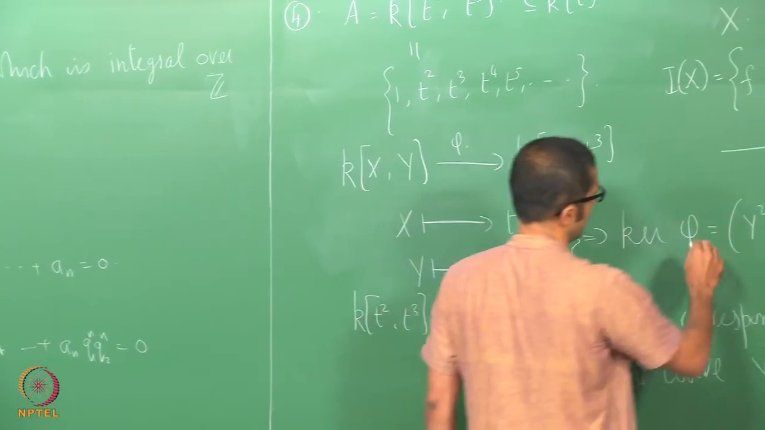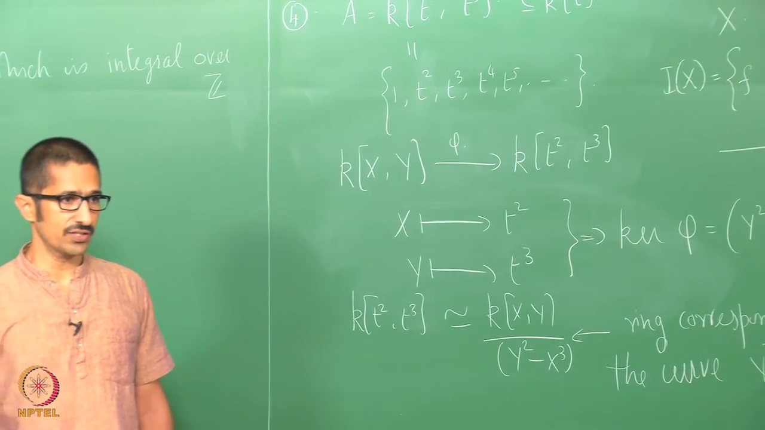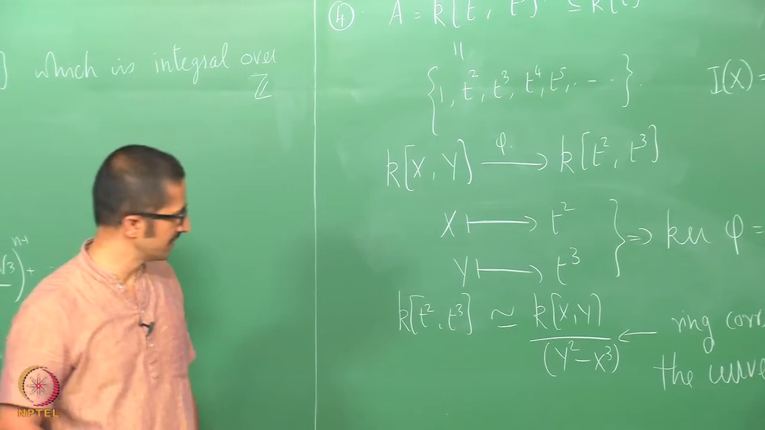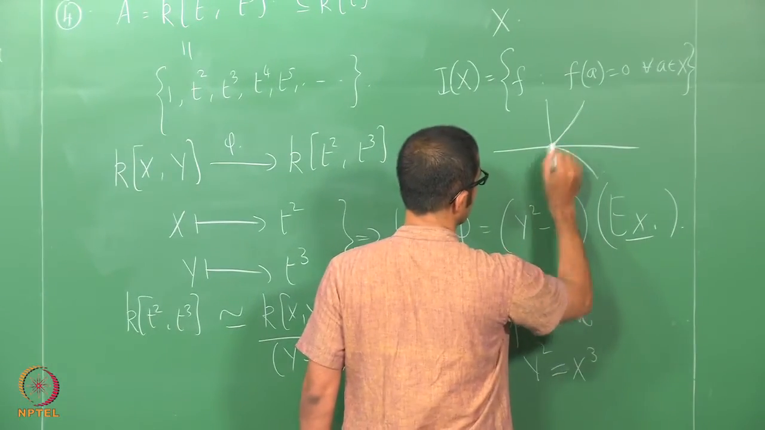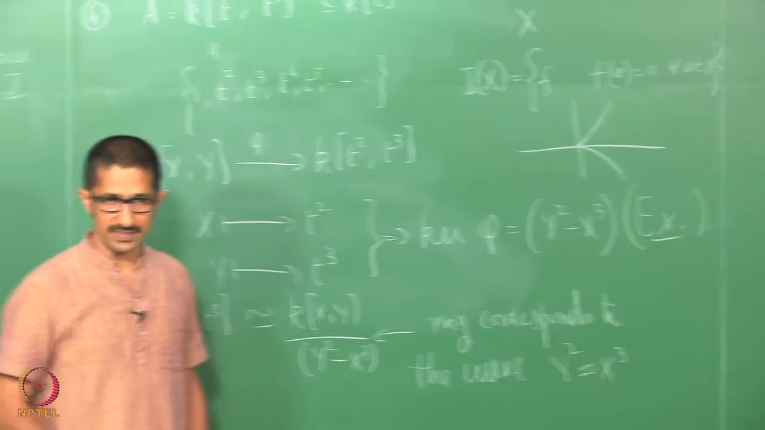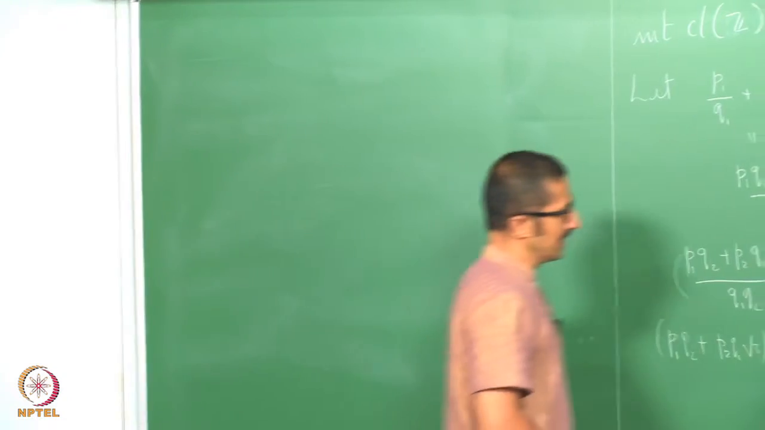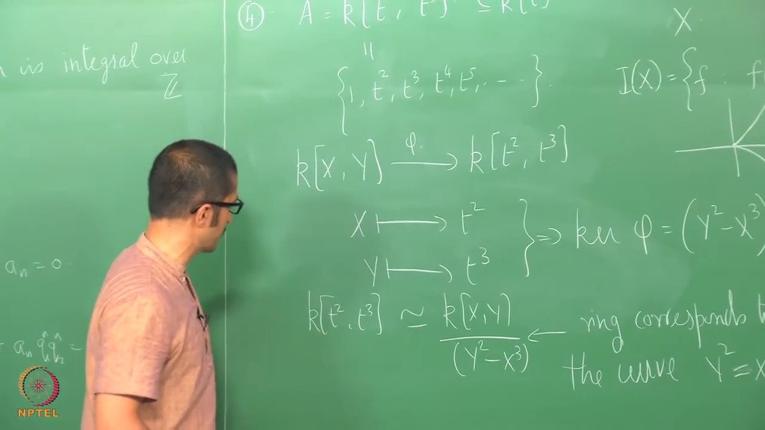And one can see that this is singular at the origin. The curve is singular at the origin, right. We do not have a proper tangent at this point, right. So, it is singular at the origin. Now, that is the geometry behind it. Let us come back to the algebra here.